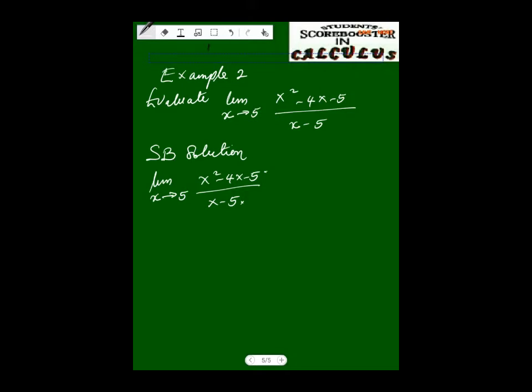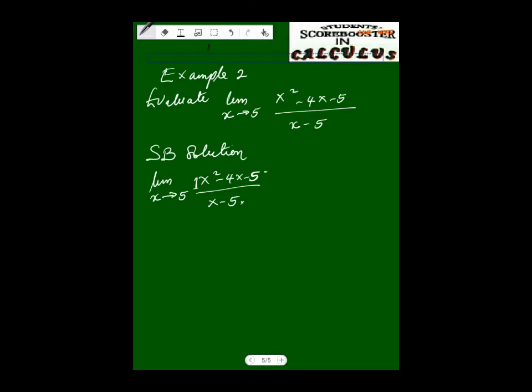So you don't just substitute 5. No, it doesn't go like that. So let's see how we can factorize it. Let's look at this one. You look at the coefficient of x squared here. It is 1. So now you look for factors of minus 5 that, when you multiply, are going to give you minus 5, and when you add, are going to give you minus 4.